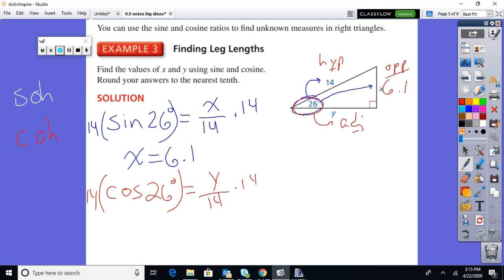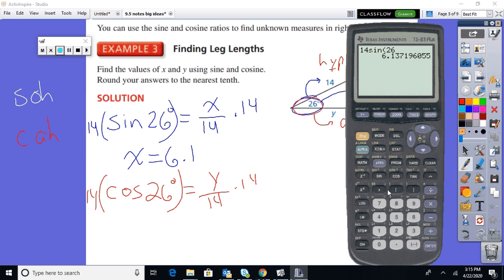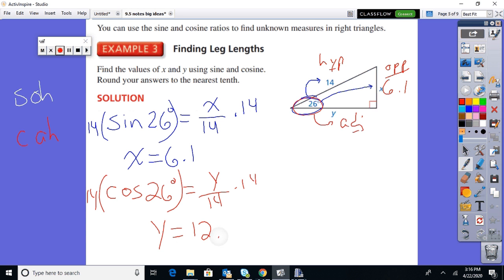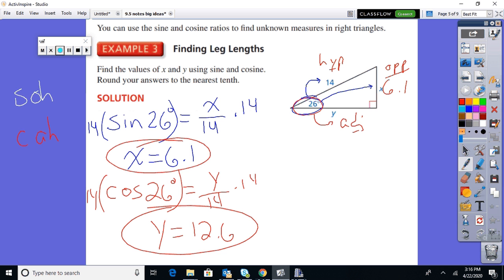In my calculator, let's get that calculator back out. Now I've got 14 cosine 26, 12.6 is my value for y. And there you go. So x and y, using SohCahToa.